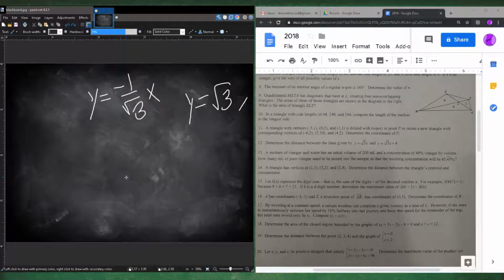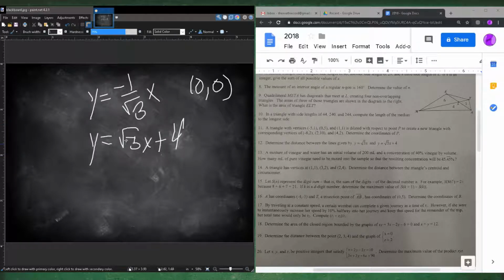Basically, just that simple. So the first one is (0, 0), and that's why I started with the first one. This is easy. Now we have the negative. In the other equation, we have y equals square root 3 x plus 4. So we have negative 1 over square root 3 x is equal to square root 3 x plus 4.